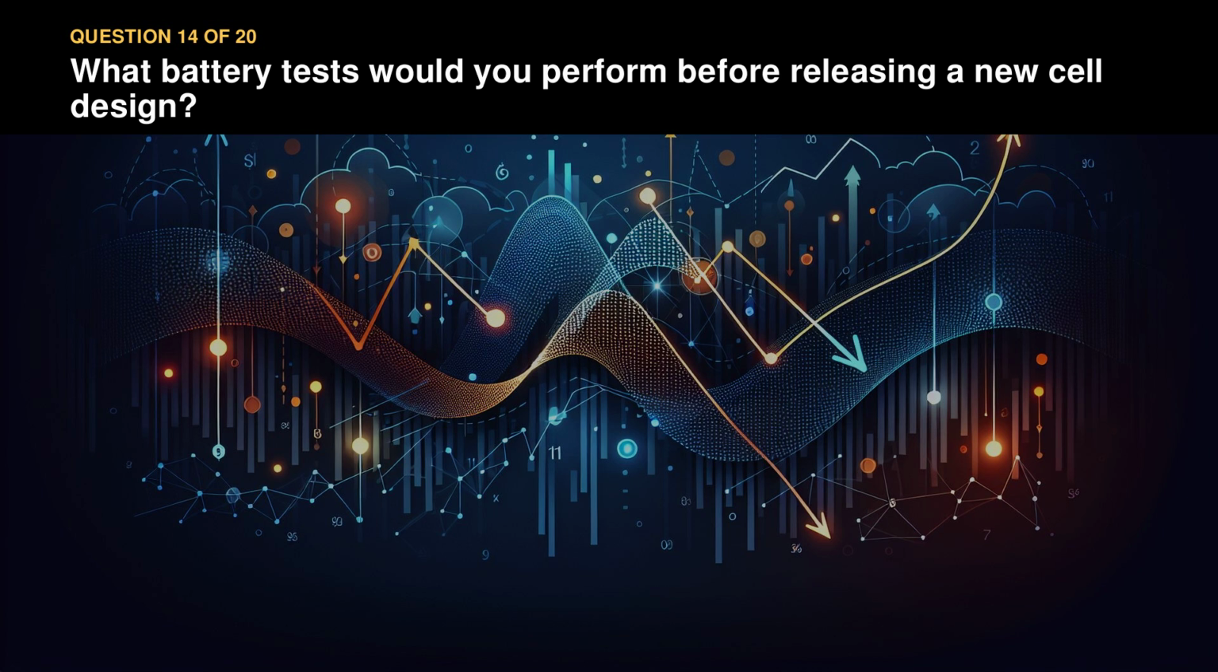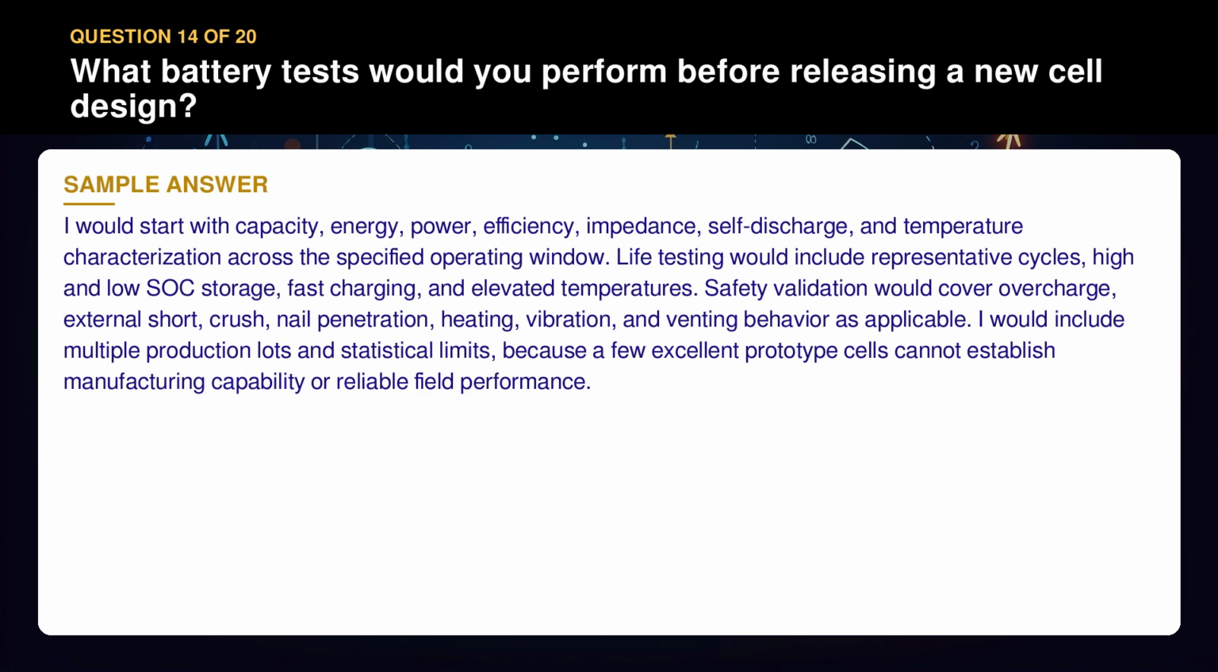Question 14. What battery tests would you perform before releasing a new cell design? I would start with capacity, energy, power, efficiency, impedance, self-discharge, and temperature characterization across the specified operating window. Life testing would include representative cycles, high and low SOC storage, fast charging, and elevated temperatures. Safety validation would cover overcharge, external short, crush, nail penetration, heating, vibration, and venting behavior as applicable.